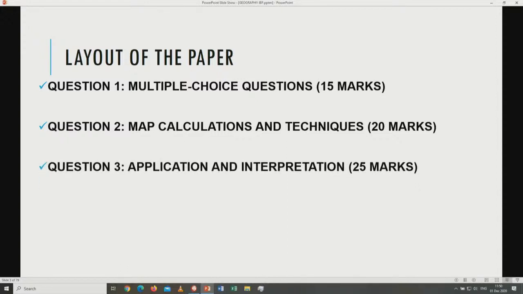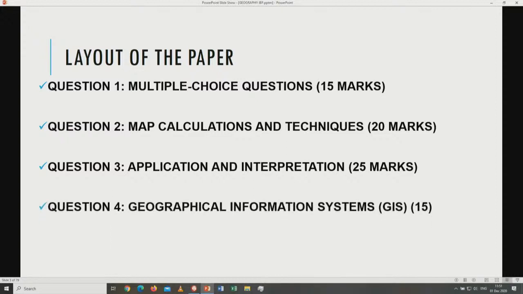Question 3 will have application and interpretation of the map. This is where I will spend most of the time today, because this is where most of you are struggling to understand. And then there's GIS, Geographical Information Systems, which is for 15 marks. When you think about GIS, that is when you'll be talking about the components of GIS, data layering, and the application of GIS, which is how we use the GIS. So the total marks for the paper is 75 marks.